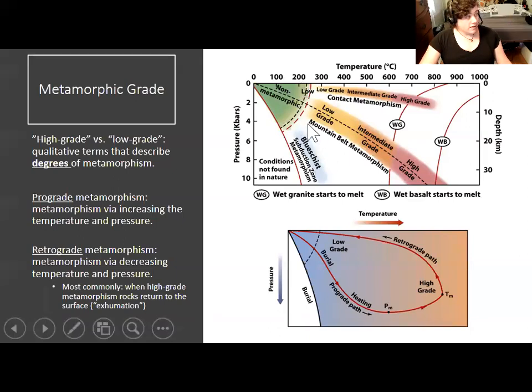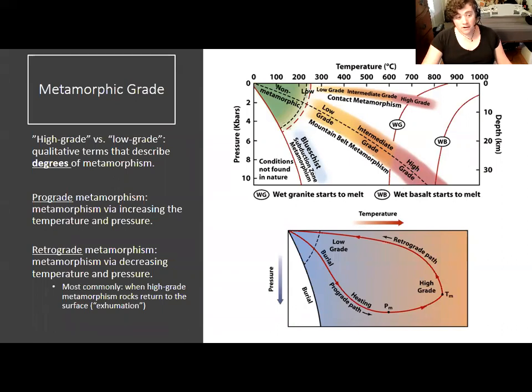And the path I'm showing here, all these paths here are actually known as prograde metamorphism. Prograde metamorphism indicates that the temperature and pressure are progressively going up over time. Now, there's actually another term, retrograde metamorphism, that refers to what can happen to rocks when the temperature and pressure they've been at actually starts to decrease over time.